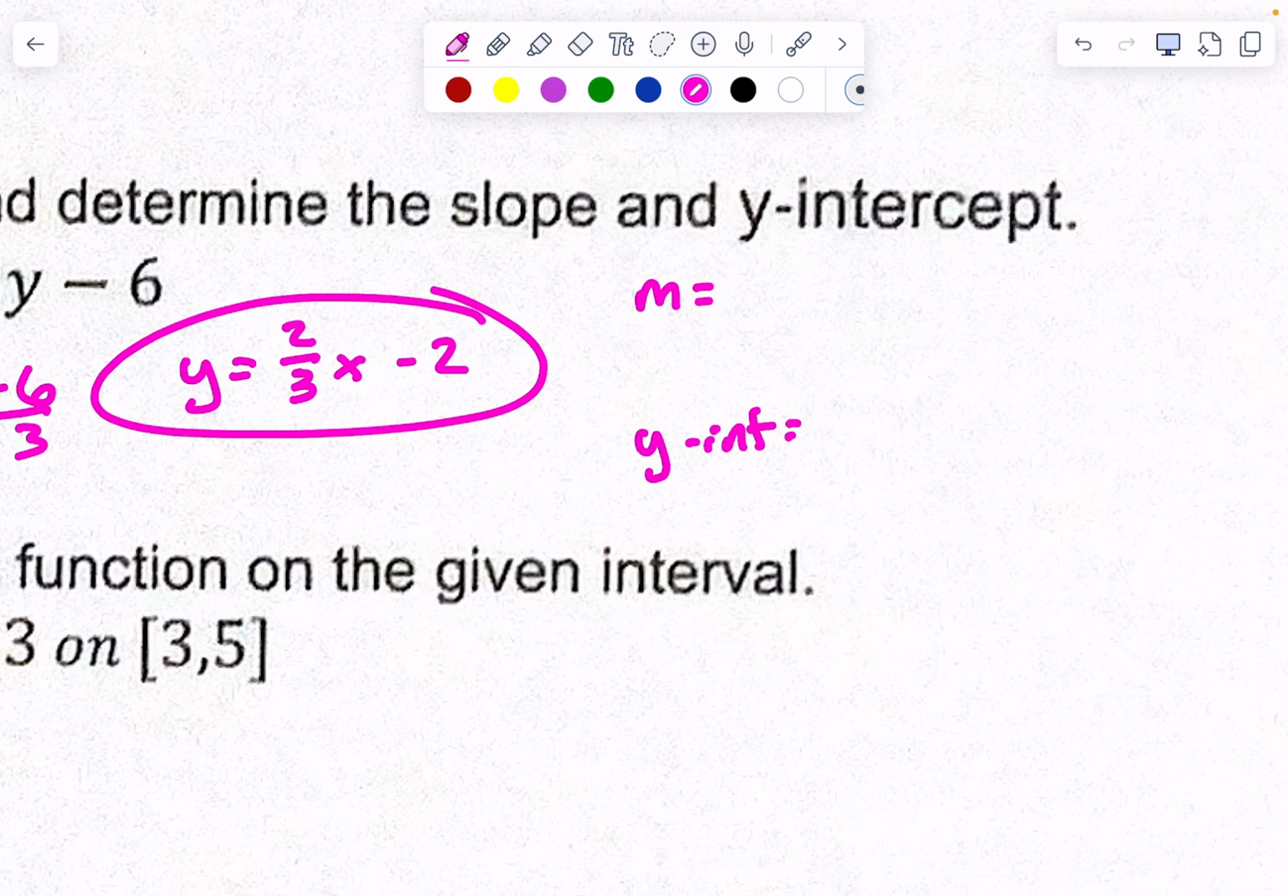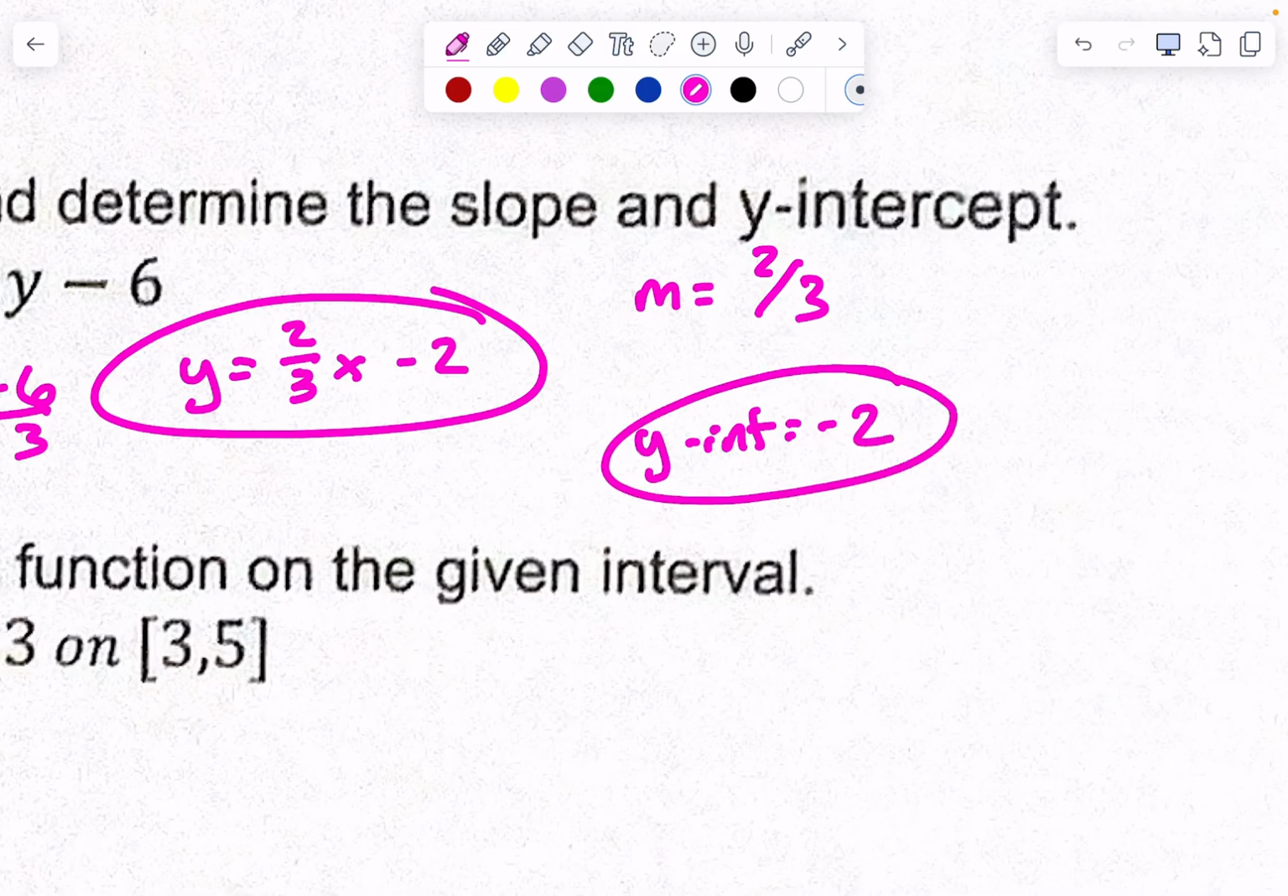All right, what's the slope? 2/3. What's the y-intercept? Negative 2. There you go.